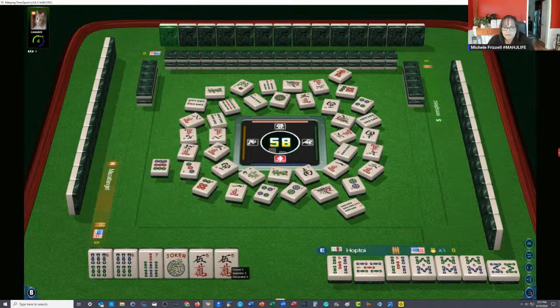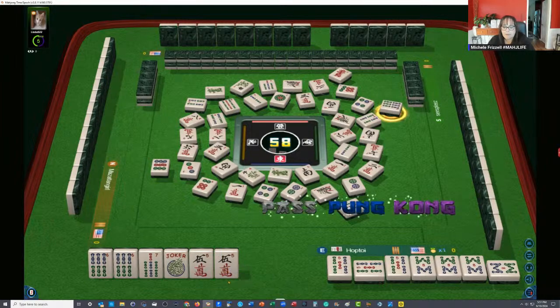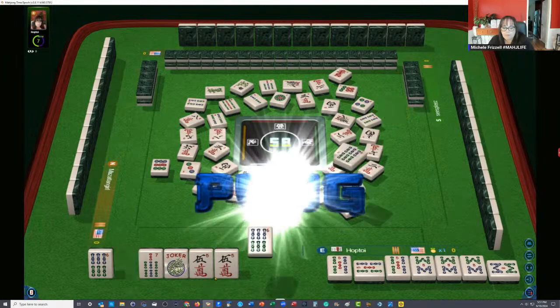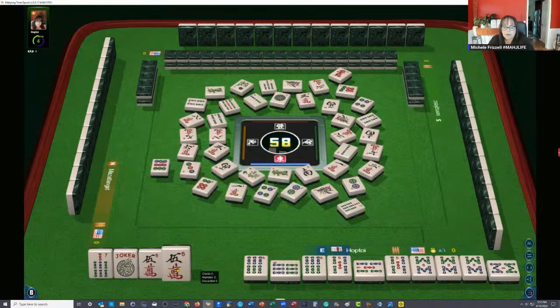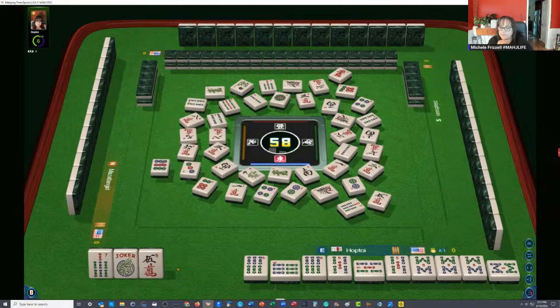Oh, I should have thrown that 5 crack. 6 bamboos. Okay, we're going to pung. Pung. All right, now we're going to let the 5 crack go. 5 characters. Oh, no hesitation. So yeah, no power. Flower. So that was a miss on that joker bait.